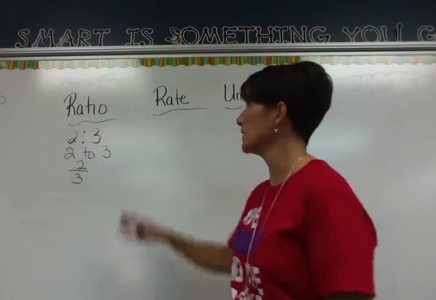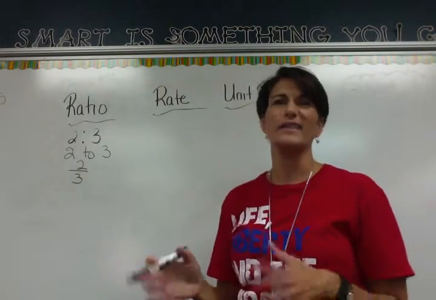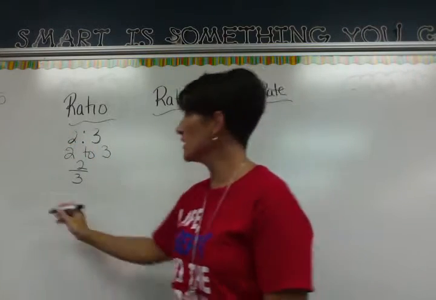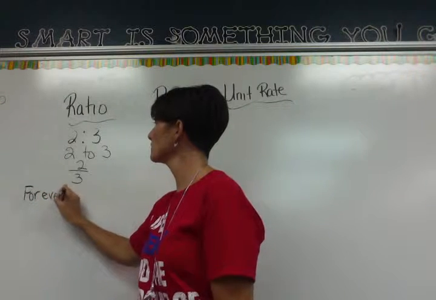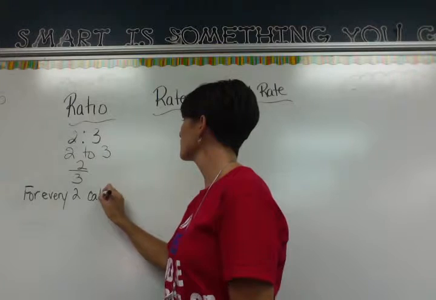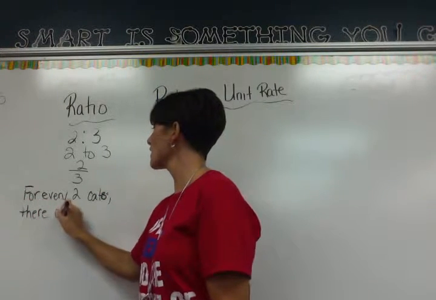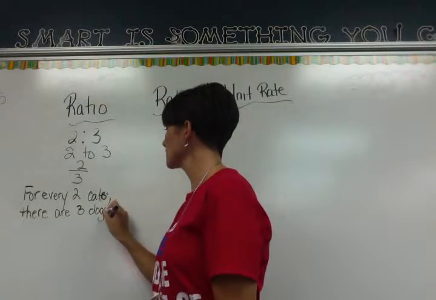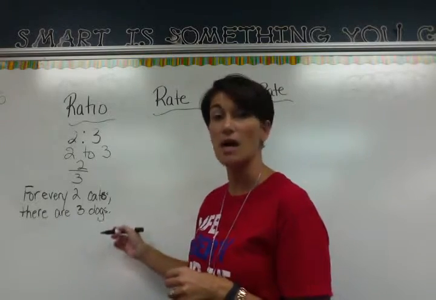So let's take, for instance, that these were triangle, well, let's not do that. Let's do cats and dogs, right? So we would say for every 2 cats, there are 3 dogs. We're comparing how many cats there are to how many dogs there are.